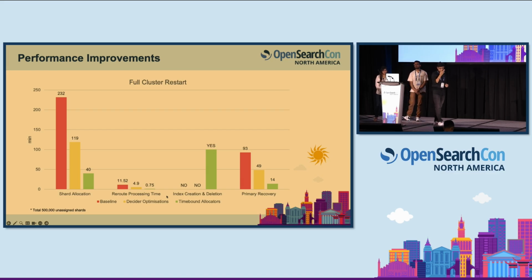So let's talk about the performance improvement that we have gotten. As you can see, this is a scenario for full cluster restart. Earlier, with no optimization at all, it used to take 232 minutes as the baseline for a full cluster restart. I'm talking about allocating 500K unassigned shards here. With decider optimization that we talked about, which helped us cut short the decider runtime, we were able to get down to 119 minutes to allocate all the 500K unassigned shards.